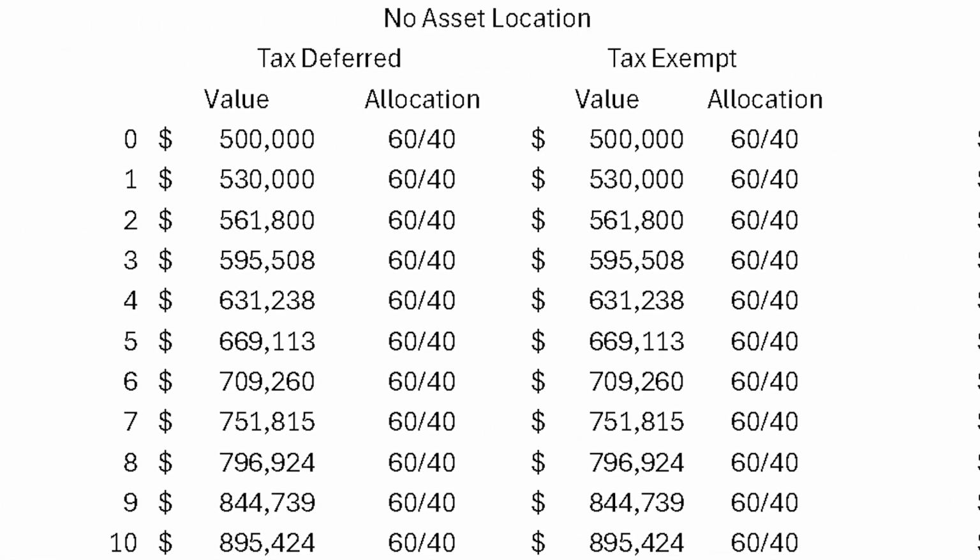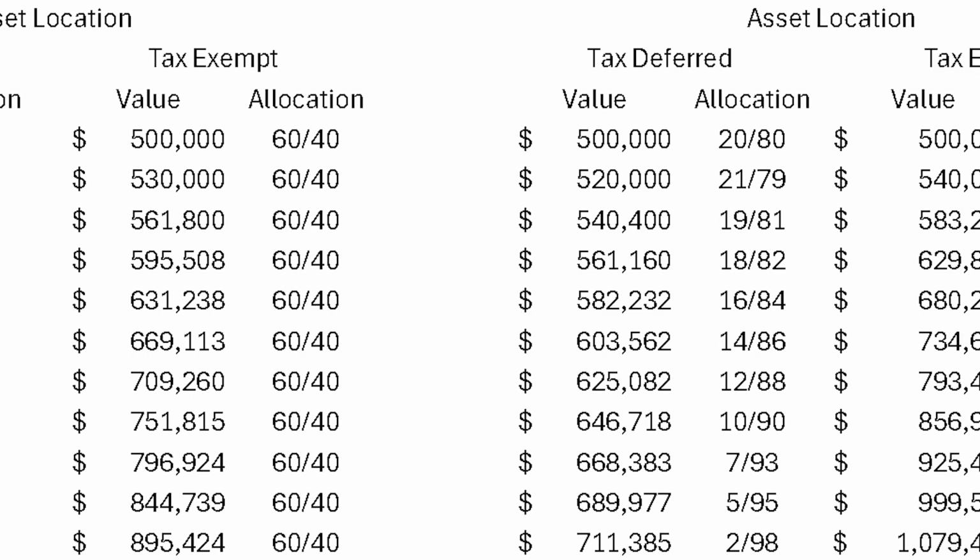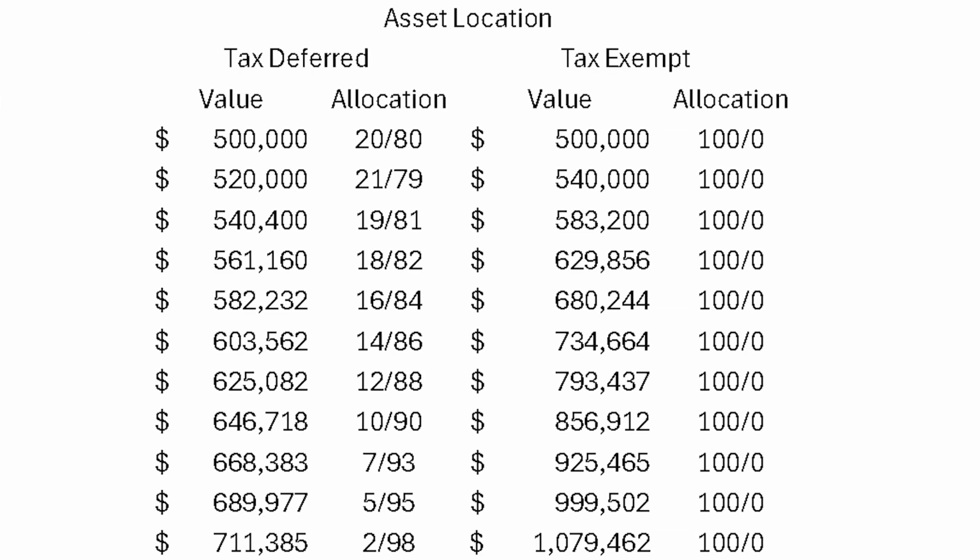The no asset location side is obviously a bit bigger than it was 10 years ago, but everything is still level. The two accounts both have the same amount of money, and the allocations are still the same. But we don't see the same thing on the asset location side. The difference in the allocation between the two accounts has shifted a ton of growth over to the tax-exempt account, where we don't need to worry about RMDs.